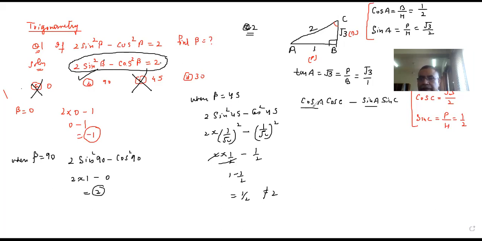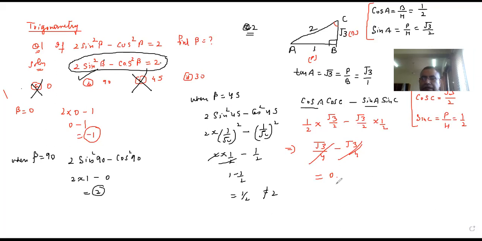Yes, sir. Substitute the values. Cos A is half, cos C is under root 3 by 2, sin A is under root 3 by 2, and sin C is 1 by 2. So this is under root 3 by 4 minus under root 3 by 4, cancel.